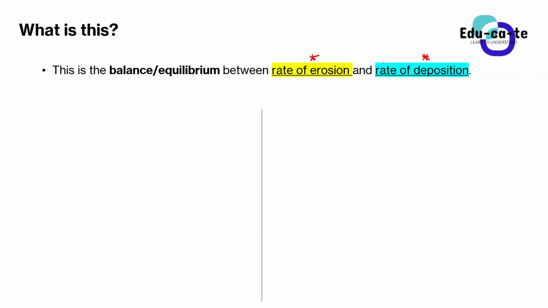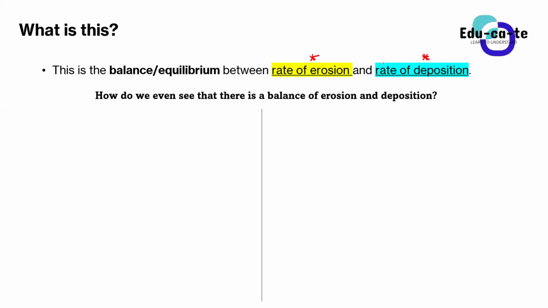But now, in the first place, you would ask yourself, how can we even measure the equilibrium between the rate of erosion and the rate of deposition? How do we even see that there is a balance of erosion and deposition? Basically, a river has two possible profiles. The first one is known as a graded river profile, and the second one is known as an ungraded river profile.